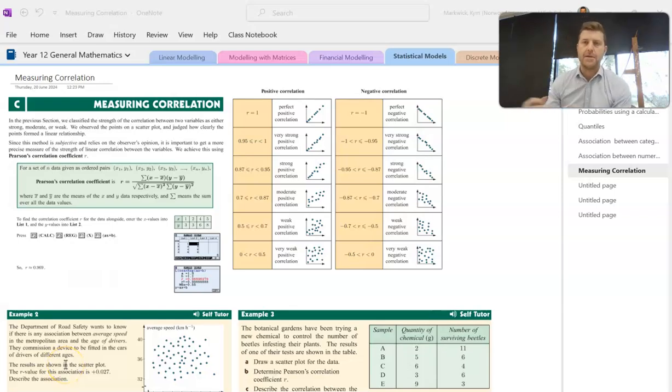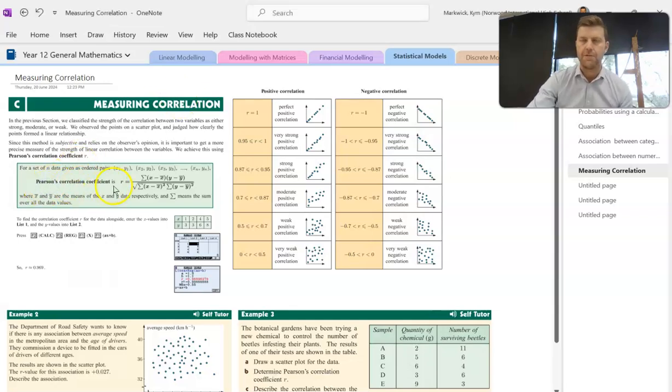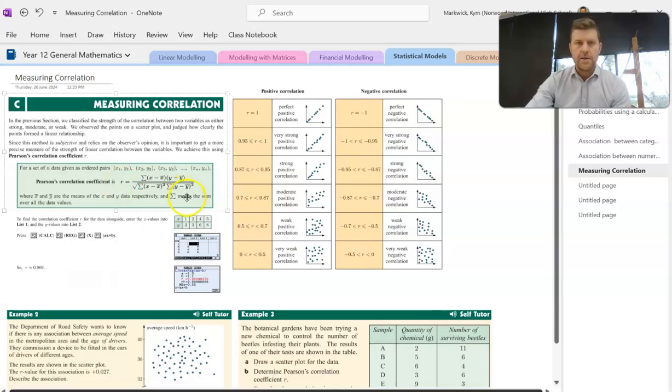Today's video is going to be looking at measuring correlation, and in particular looking at Pearson's correlation coefficient, talking a little bit about what it is and how to calculate it using the graphics calculator. Essentially, Pearson's correlation coefficient, or R, is a value that ranges from -1 to +1. The closer it is to +1, the stronger that positive correlation is. The closer it is to -1, the stronger that negative correlation is between those two variables. And if it's 0, we say there's no correlation.